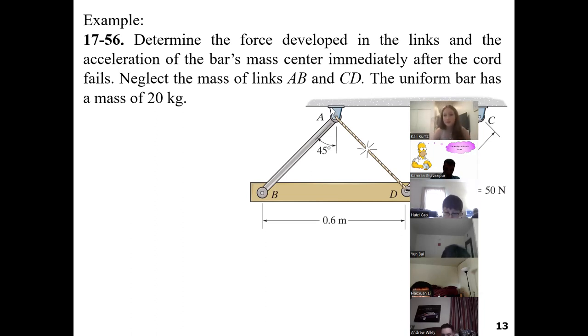So if that's the case, we're going to analyze and see how these things move. I'm going to draw this mechanism here on the tablet. Remember, links AB and CD could have mass and contribute to the forces, but to simplify this case, the problem says neglect their masses. So we're going to consider them massless.